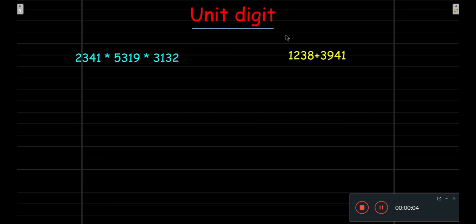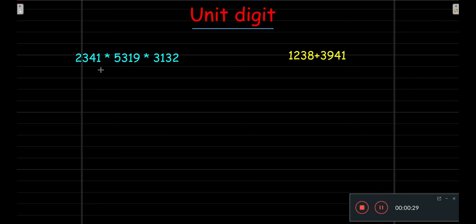Now we will learn how to find the unit digit if the expression is given. Okay, let's start with the example. The example is: multiplication of three figures, 2341 multiplied by 5319 and multiplied by 3132.